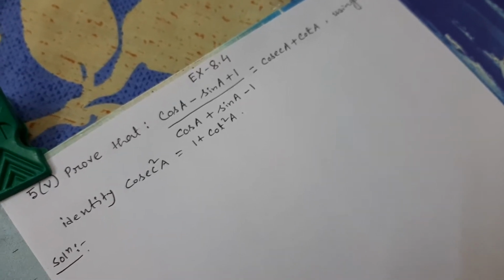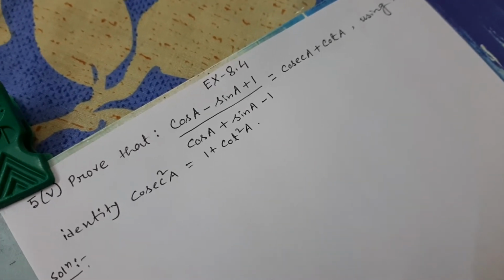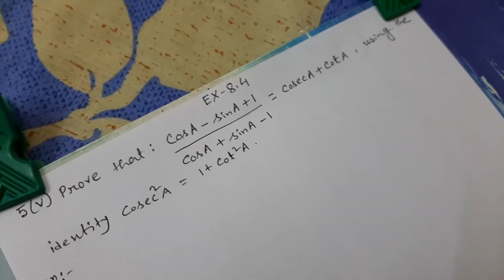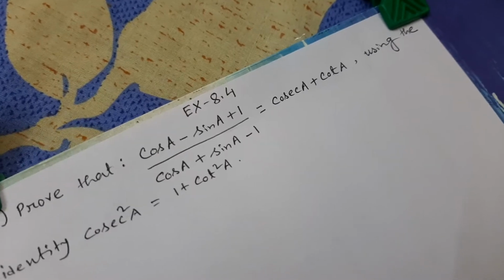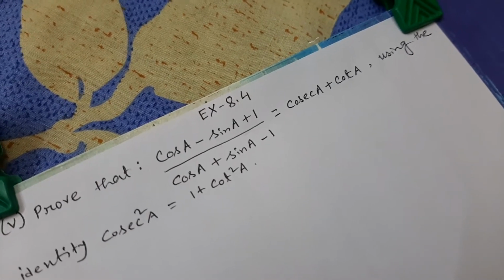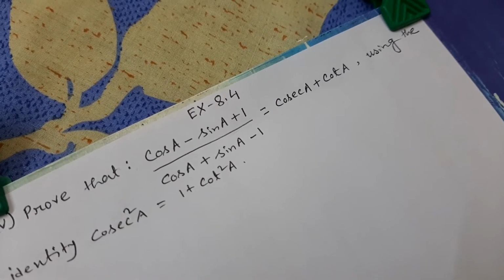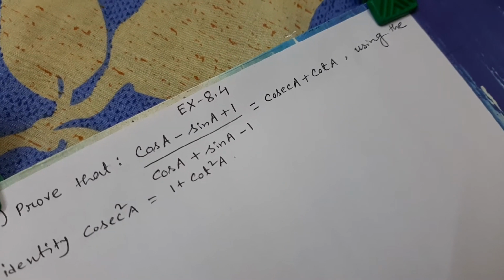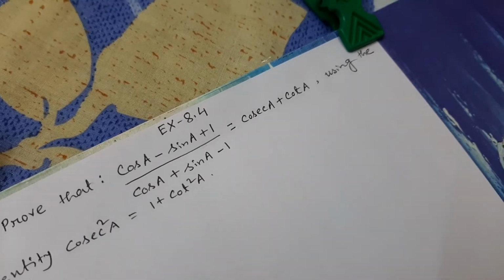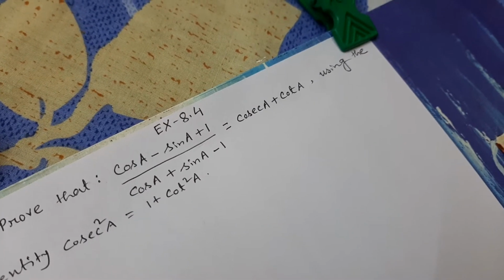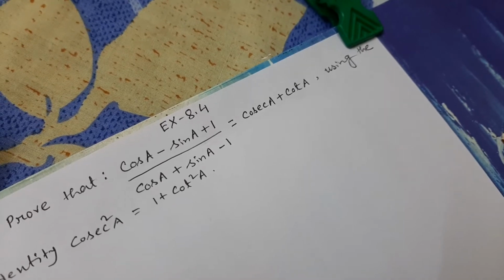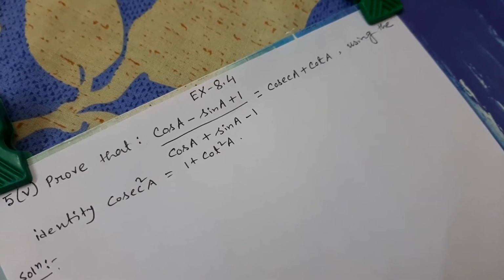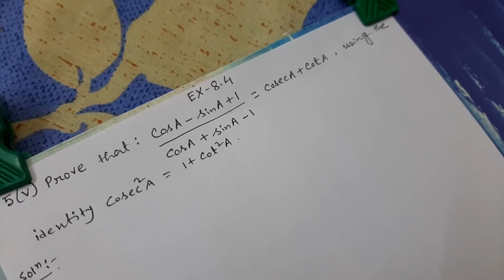Hello students, exercise 8.4 question number 5 part 5. Question is prove that (cos A minus sin A plus 1) divided by (cos A plus sin A minus 1) equal to cosec A plus cot A using the identity cosec square A equal to 1 plus cot square A.